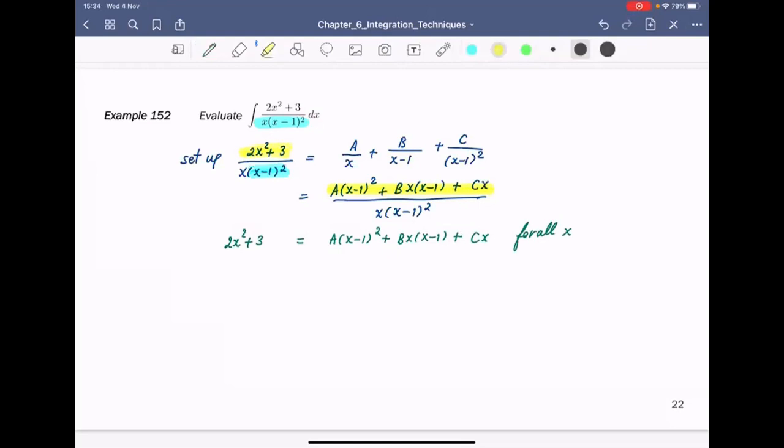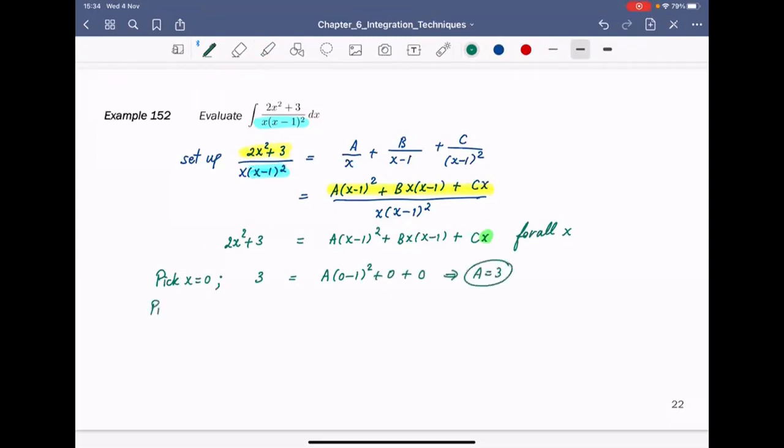The first one that I'm going to pick: you can see that I have x here, and I also have x here. Let's pick x equal to 0. So on the left I have 3. On the right I have a times (0 minus 1) squared, and then 0, 0. Perfect. A equal to 3.